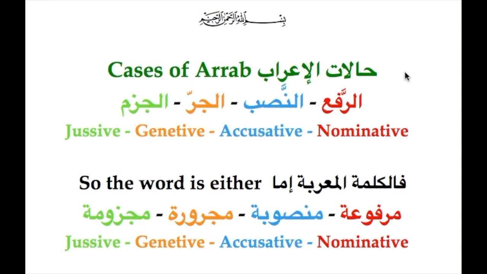First, we have the cases of i'rab, حالات الإعراب. In Arabic, there are only 4 cases of i'rab: الرفع, النصب, الجر, الجزم. When a word is in the rafa' case, you say it's marfu'. Mansub is for the nasb, majroor is for the jar, and majzoom is for the jazm. This is the name of the state that it's in.